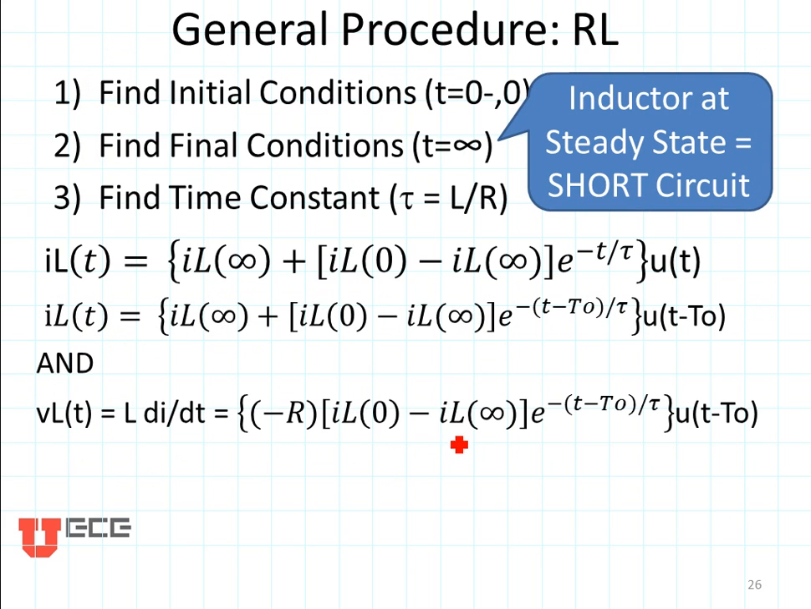So here's the general solution procedure. You start at t equals 0 minus and analyze the voltage and current, and then you convert those over to t equals 0 plus. You then find the final conditions and the time constant and plug them into these equations. If we want to find the voltage instead of the current, remember that the voltage is the inductance times the derivative of the current.